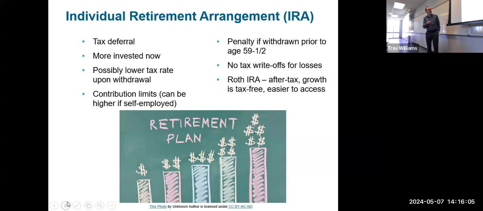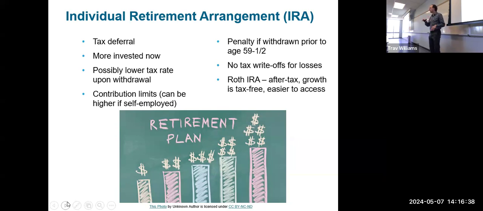There are limits on how much you can put in. If you're self-employed, the limits are quite a bit higher. So a self-employed person can put tens of thousands of dollars into an IRA. If you take the money out before age 59 and a half, generally you're going to have to pay taxes when you take it out and a 10% penalty. So the IRS really does not want you to touch this money. They want you to keep it there for retirement purposes.